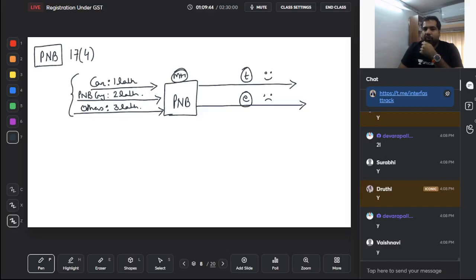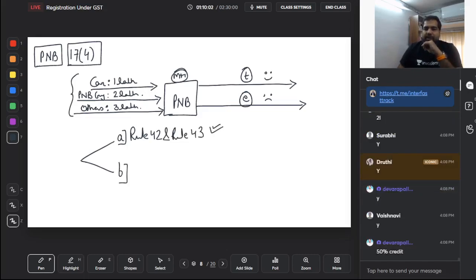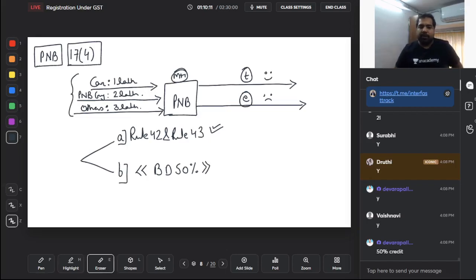So Punjab National Bank, which has 174 branches in India. Why 174? Because the section is 17(4). They have two options. One option, which we will see at CA Final, they can use Rule 42 and 43, but that option is only at CA Final. Or they can use the second option. The second option shortcut is BD 50%. What is the second option, guys? Second option is BD 50%, but whichever option they choose, they have to use that option for the whole year.